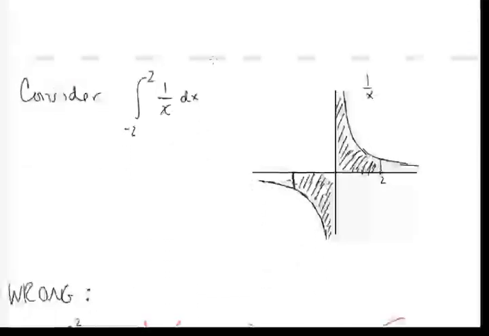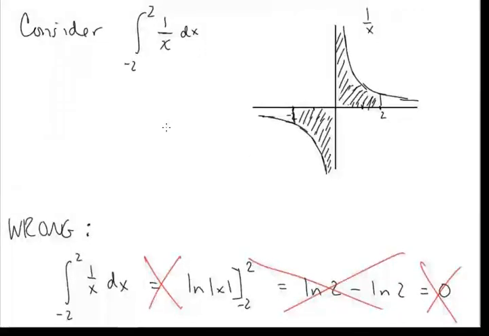Let's take a look at another one. This integral from negative 2 to 2, 1 over x dx. So when I look at this, again, negative 2 you can plug in here, 2 you can plug in there. So what you might be tempted to do would be just, and this is wrong, but we might be tempted to take the antiderivative ln of absolute x, plug in the bounds, subtract, and get 0. And say, oh, look at that, that integral is equal to 0.